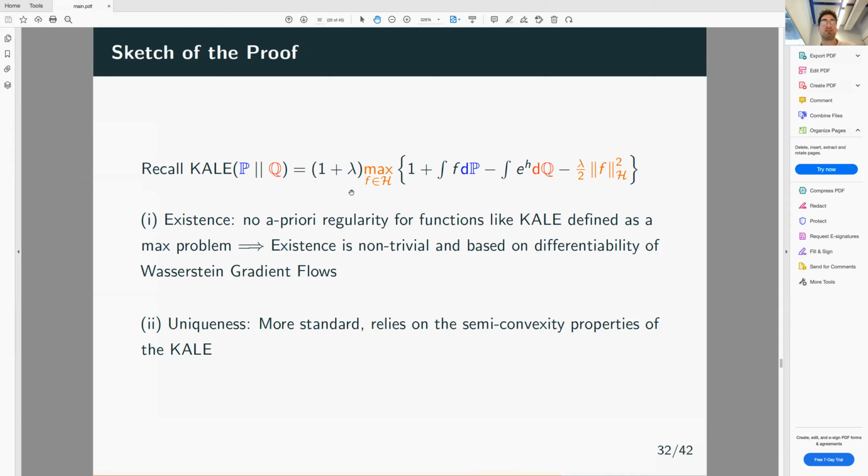So it required quite a little bit of work, and that's what we dedicate some part of our paper to. And the solutions, as we show, are unique, and this is more standard, and it relies on the semi-convexity of KALE. So essentially, KALE is not convex; it only verifies a weaker notion of convexity called semi-convexity, and this notion is enough to ensure uniqueness of the solution of the KALE flow.